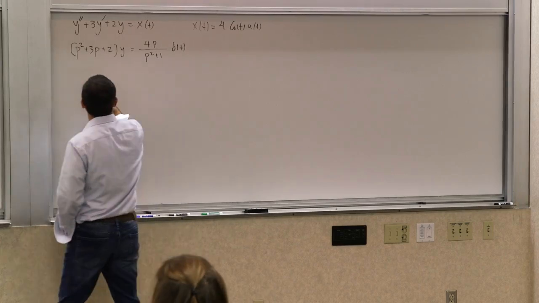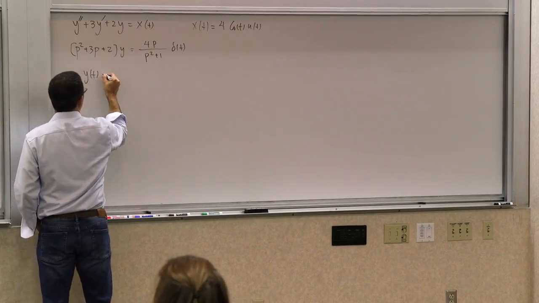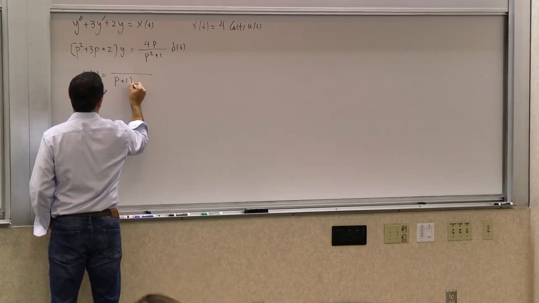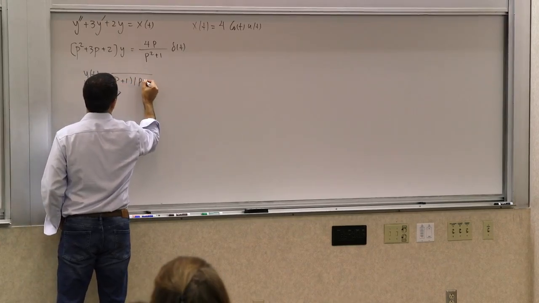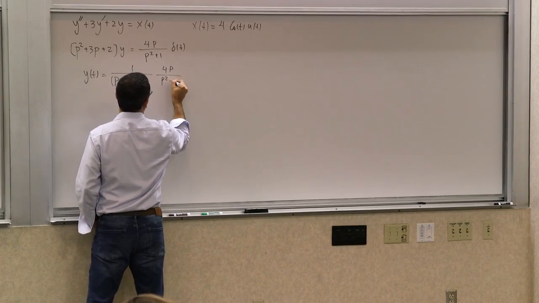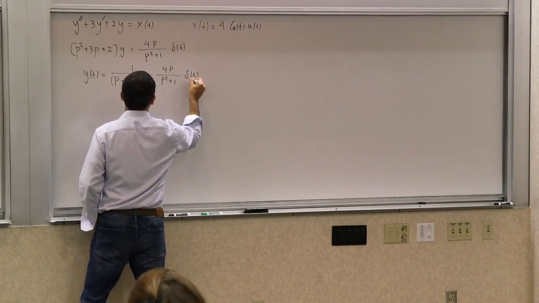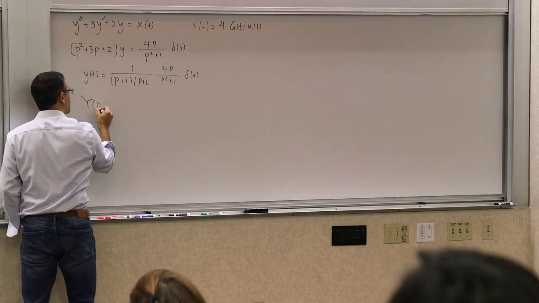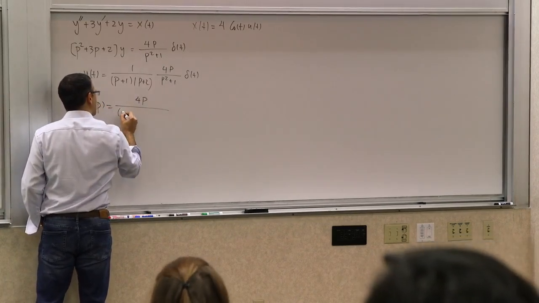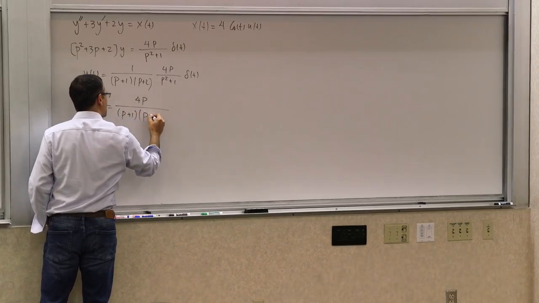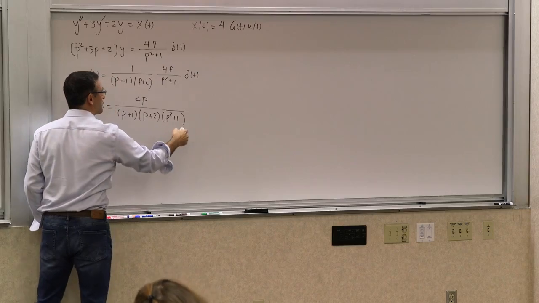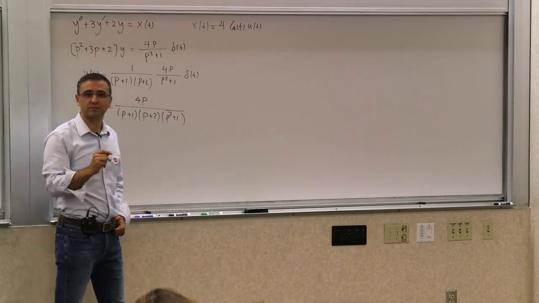So I can write y of t as the inverse operator, which is basically 1 over p plus 1 times p plus 2, times 4p over p squared plus 1, operating on delta of t. In other words, y of p is 4p over p plus 1 times p plus 2 times p squared plus 1, which you can write as p plus j times p minus j.